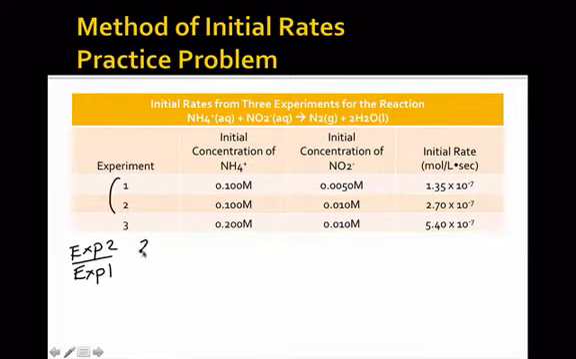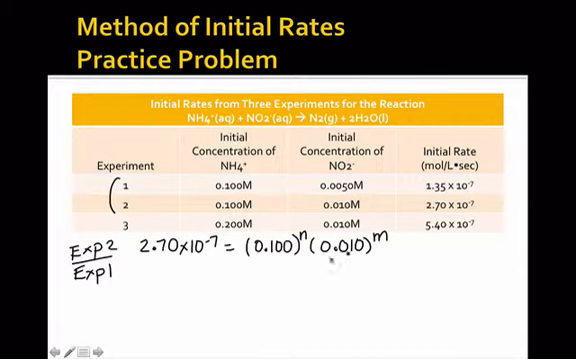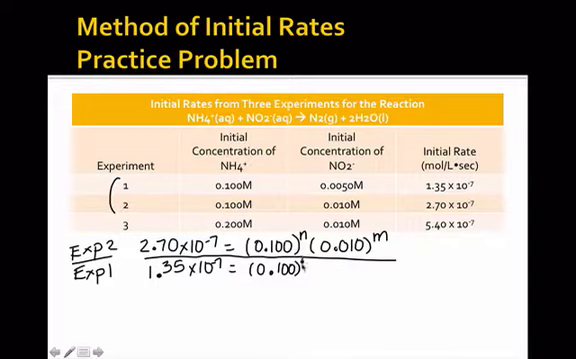I start with the rates, so 2.7 times 10 to the negative 7th is equal to, I want to do the ammonium first still, so 0.1. And even though I know what n is, I'm just going to leave it as n because it's all going to cancel out anyway. And then my nitrite for this one is 0.010, to the mth power. And then underneath that I put experiment 1, 1.35 times 10 to the negative 7th is equal to 0.100, and that's my ammonium. And then my nitrite is 0.005.